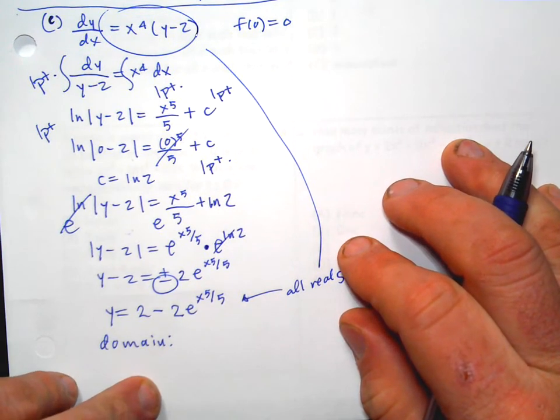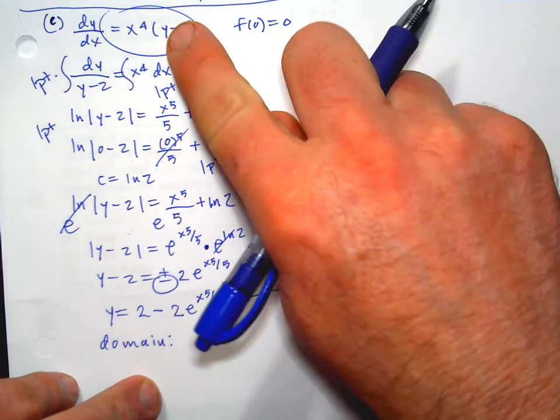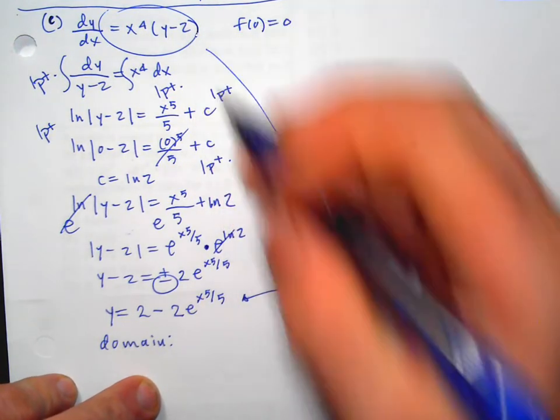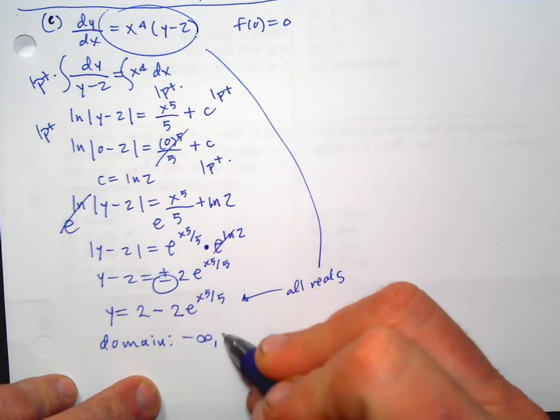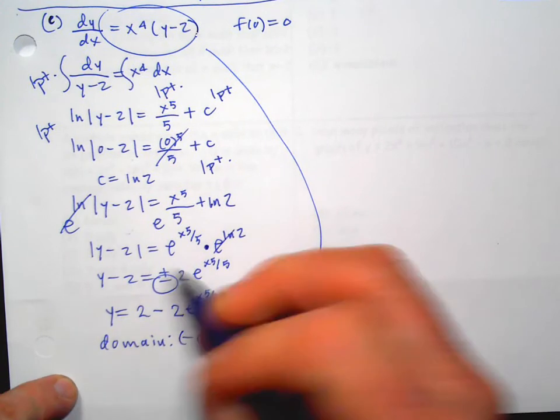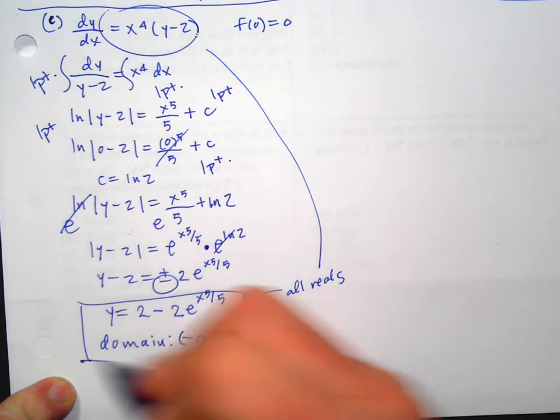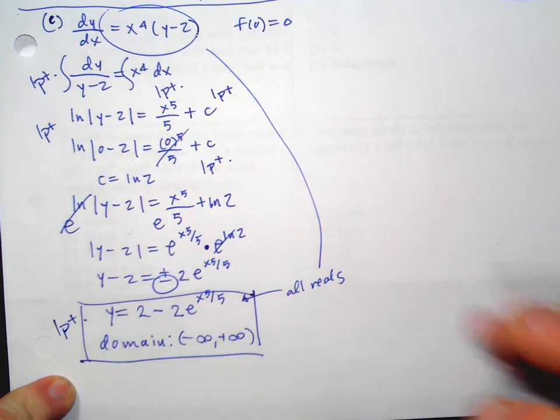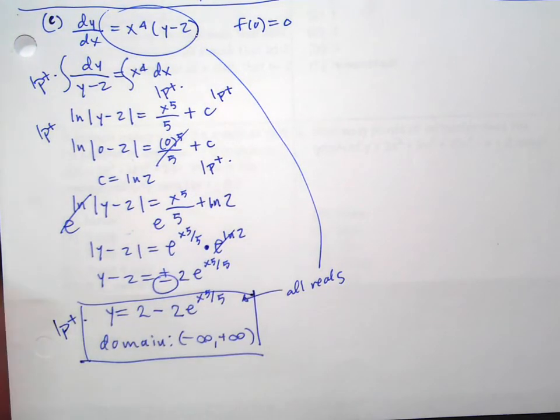Any place that's not continuous or differentiable. It's a single open interval. There's no issues there. There's no issues here. So the domain is all reals. Negative infinity, positive infinity. If you don't state the domain, you lose this last point. Just count on it. You got to put the domain for the solution of a differential equation.